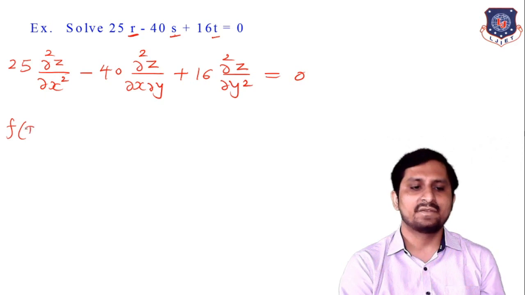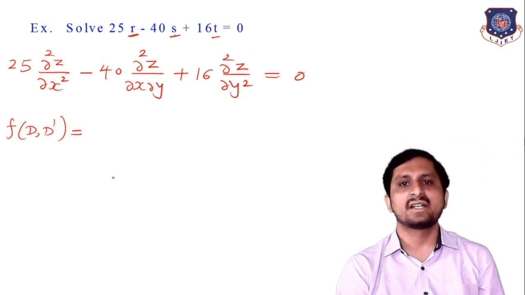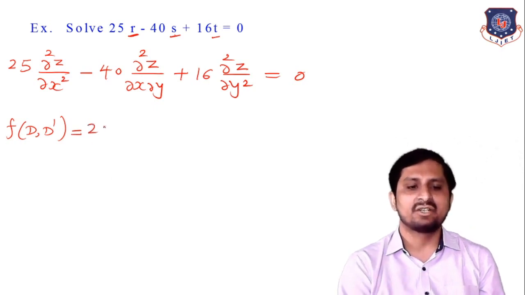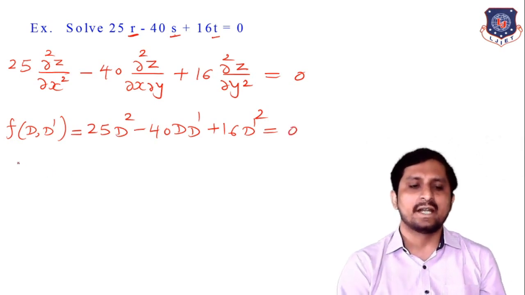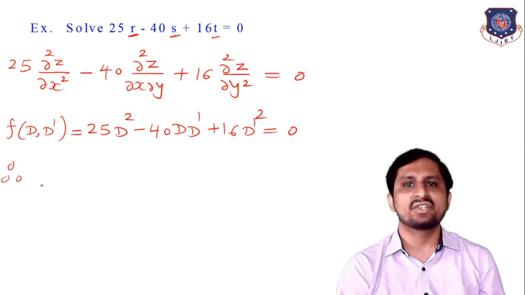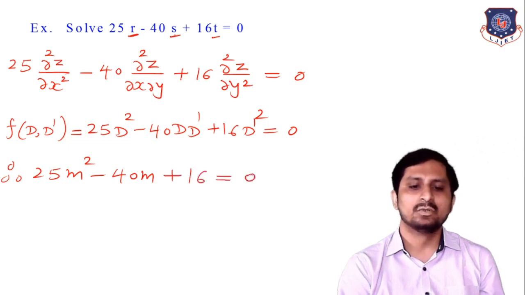Now f of D, D dash, if you want to write, we know that capital D is nothing but del by del X and D dash is nothing but del by del Y. So f of D, D dash, I can write 25 D square minus 40 D D dash plus 16 D dash square, that is equal to 0. And now from this equation I can write the equation of m, that is, instead of D, just take m: 25 m square minus 40 m plus 16, that is equal to 0.